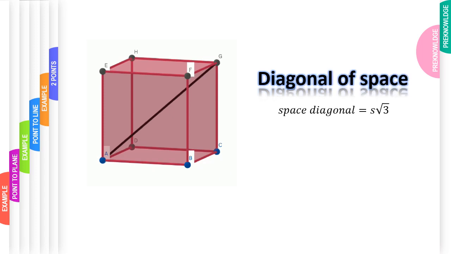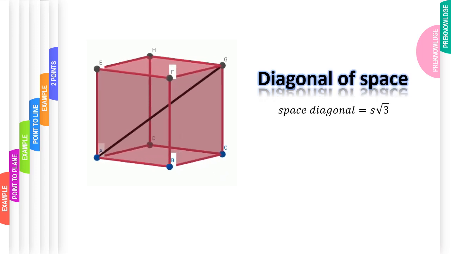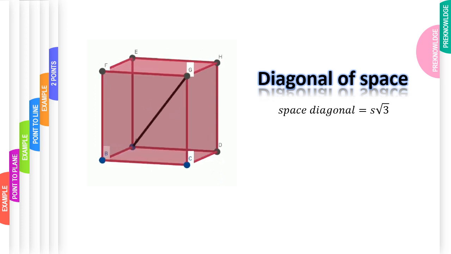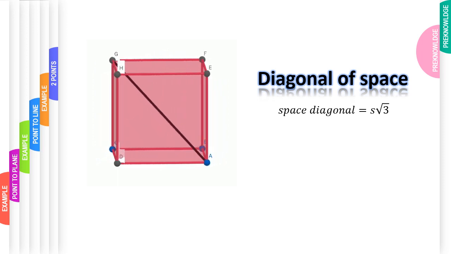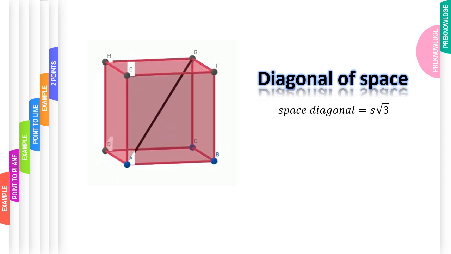Diagonal of space. Space diagonal of cube is equal to side times square root of 3. This video shows that the cube has a space diagonal, whose name is AG.